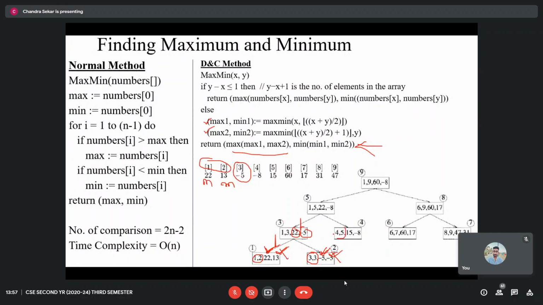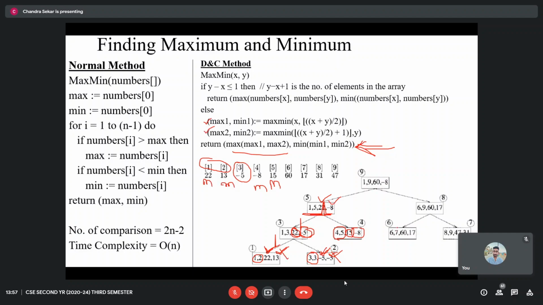Similarly, among 4 and 5, it identifies the max and min, 15 and minus 8. And again, this one, which called the recursive function, has to choose the max of the max and the min of the min. That is, among 22 and 15, it will choose the max as 22. And among minus 5 and minus 8, it will choose minus 8 as the minimum.